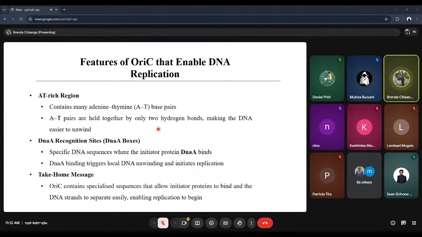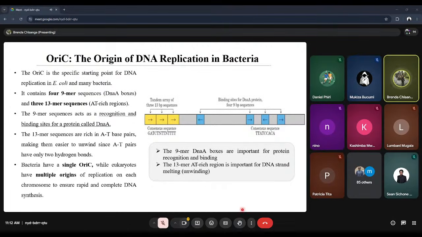And the cell can use less ATP, less energy, to break those hydrogen bonds as compared to if this region was G and C, because where there's G and C, you've got 3 hydrogen bonds. So it makes sense that this origin of replication has a rich A-T combination. And in bacteria, this is how it looks.